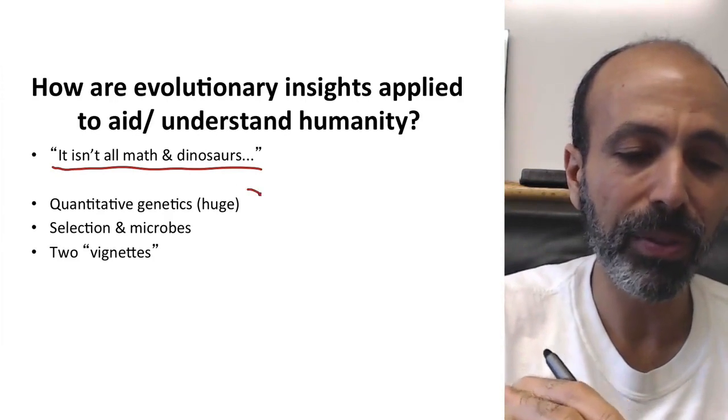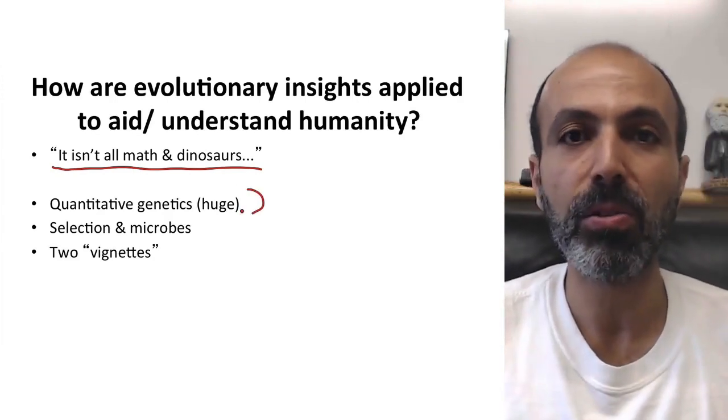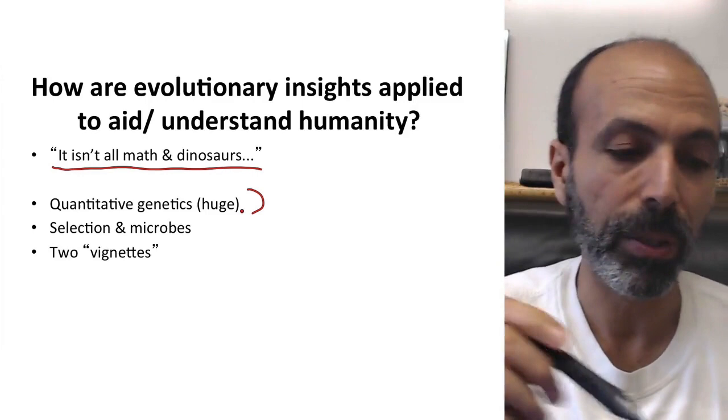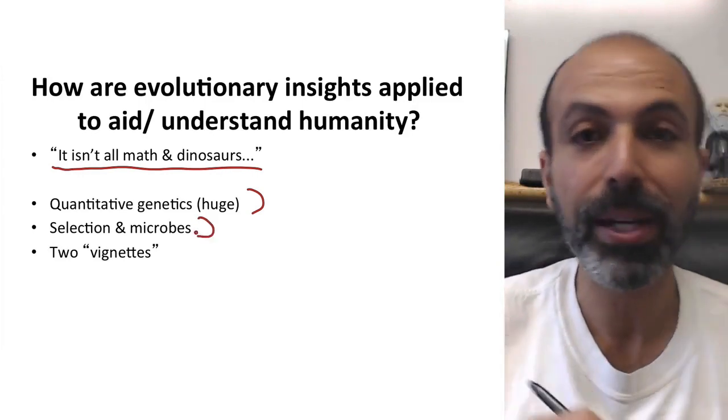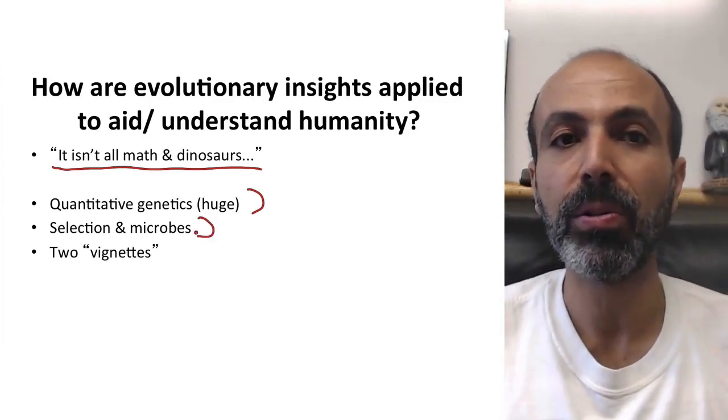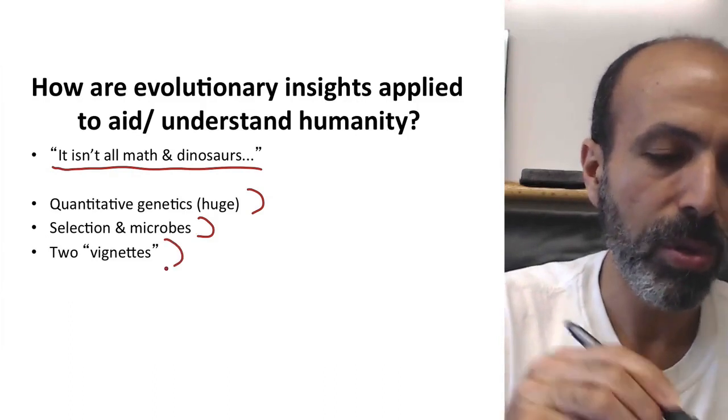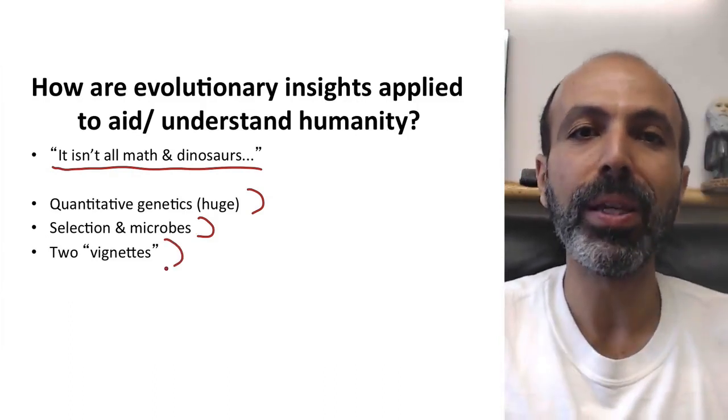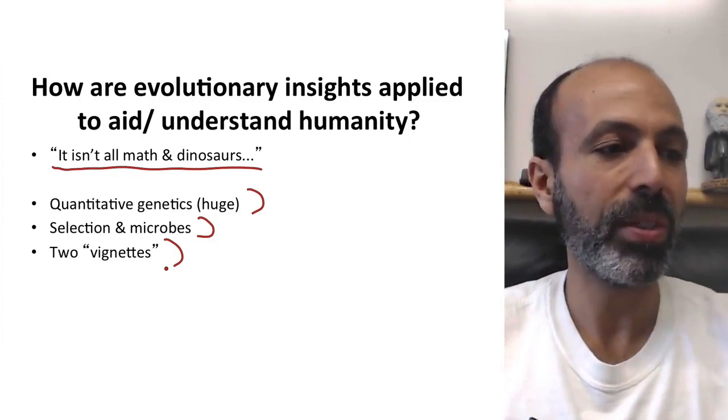I'll talk very briefly about quantitative genetics, which obviously has had a huge impact. I'll be repeating some things that you saw earlier. I'll talk briefly about selection and microbes, also repeating some things that you heard earlier. And finally, I'll go into two vignettes, two stories about applications of evolutionary insights.